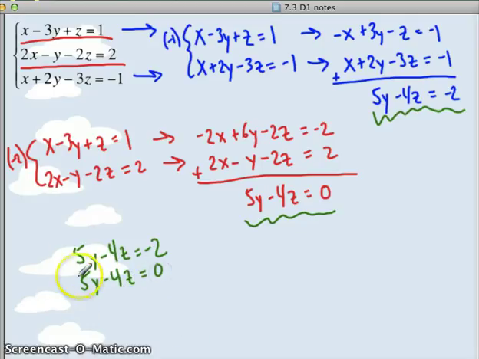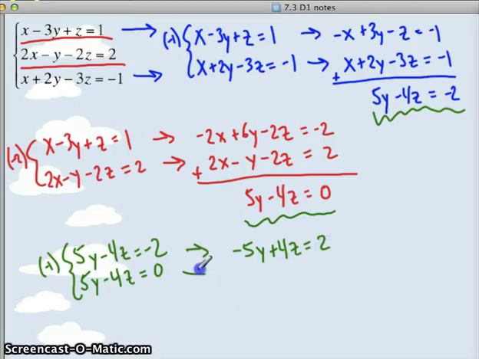So let's say I want to eliminate the y's. I would need one of them to be a +5 and one of them to be a -5. So I will multiply the top one by -1. So that'll make it a -5y plus 4z equals 2. I'm going to leave the bottom equation the same. 5y minus 4z equals 0. And I can add them up now because I have opposite coefficients in front of the y's.